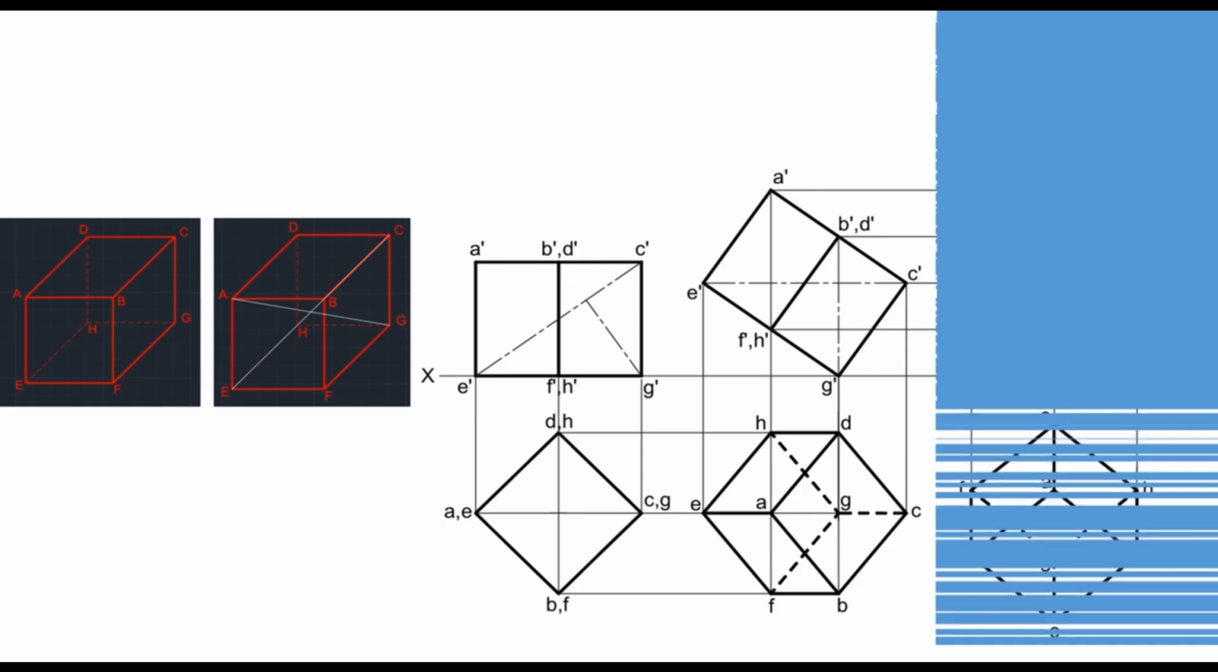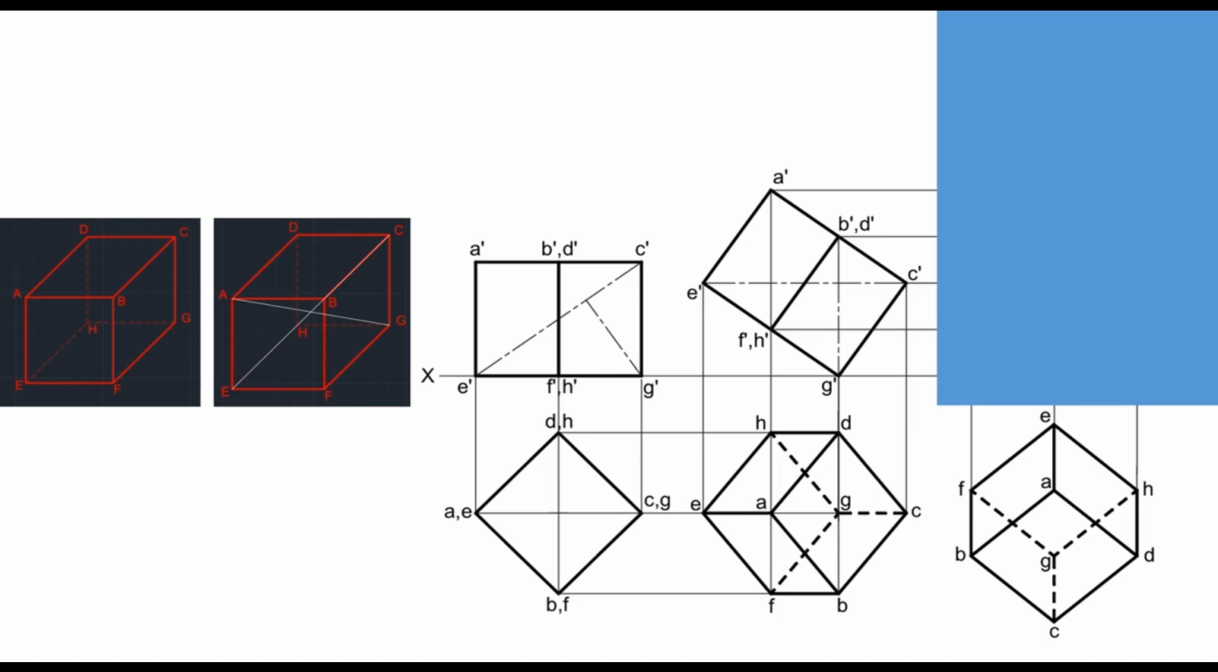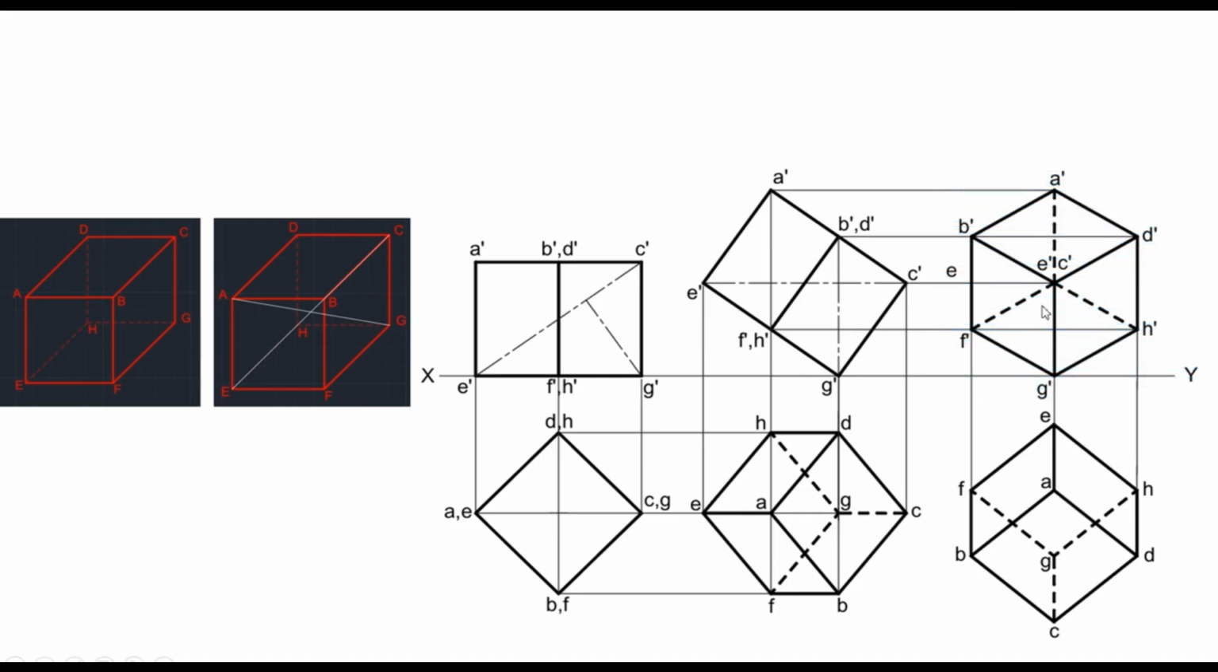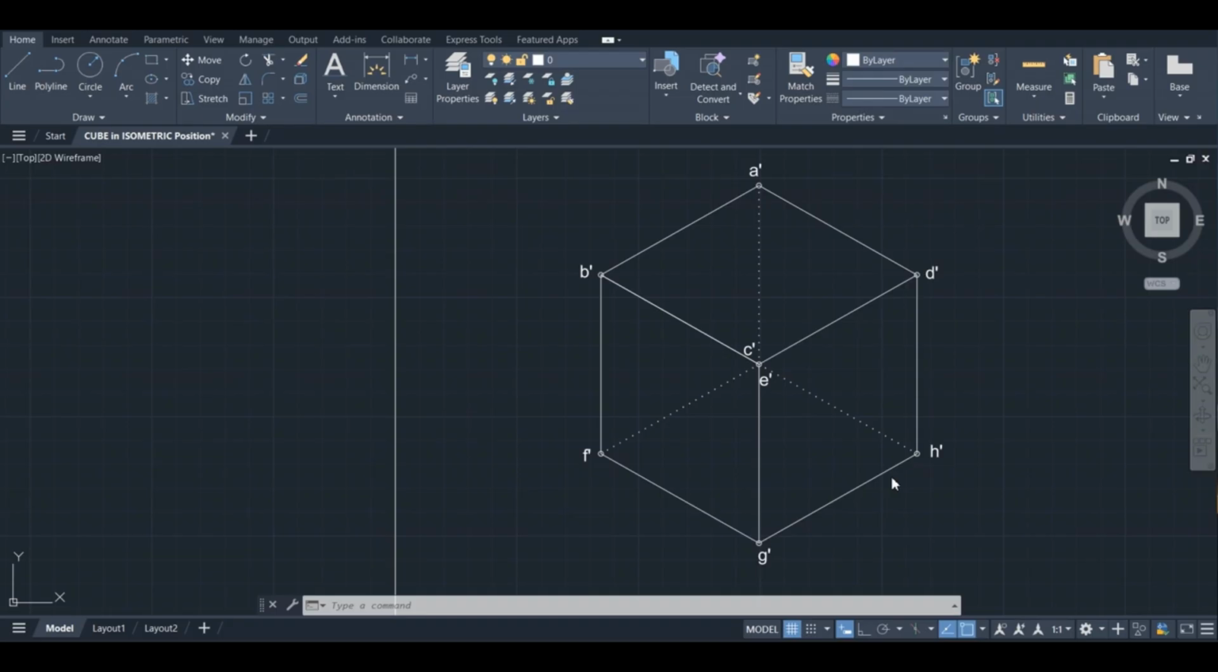Now reproduce this second top view so that the top view of the solid diagonal EC is perpendicular to XY. Then project its front view. This is the final front view in which the solid diagonal EC is represented by a point, that means the line is perpendicular to VP and parallel to HP. So this is the final front view of the cube, which is in isometric position.